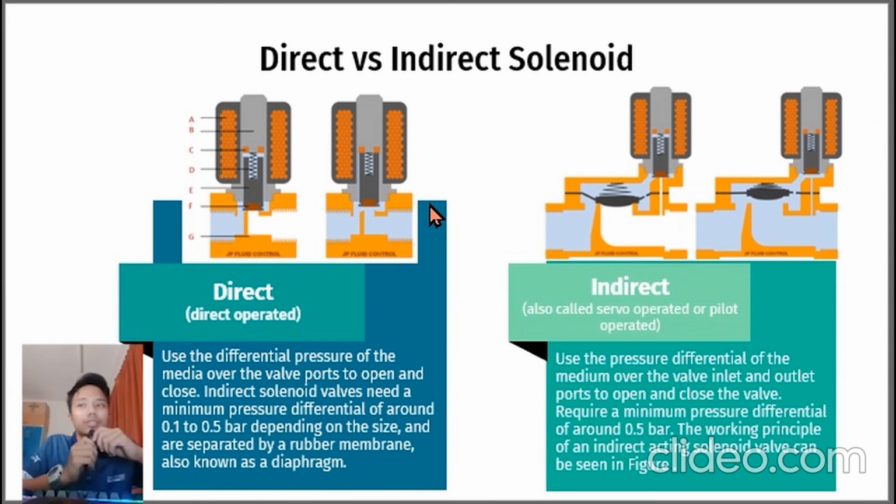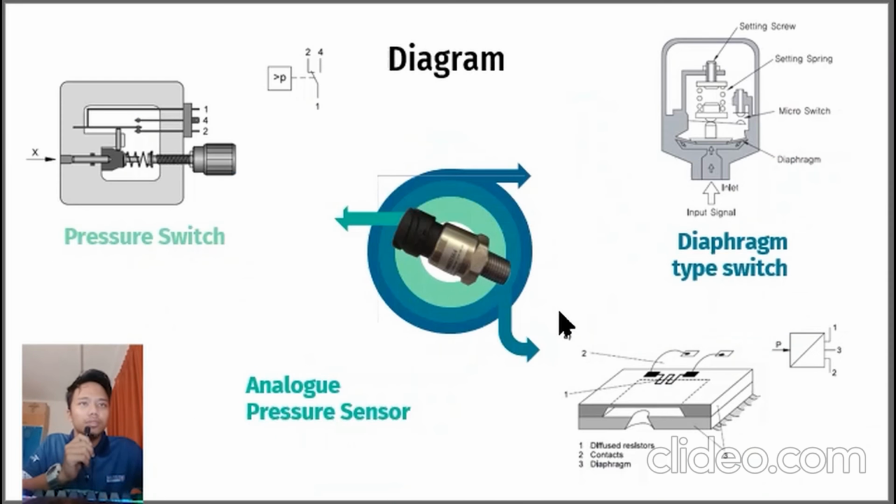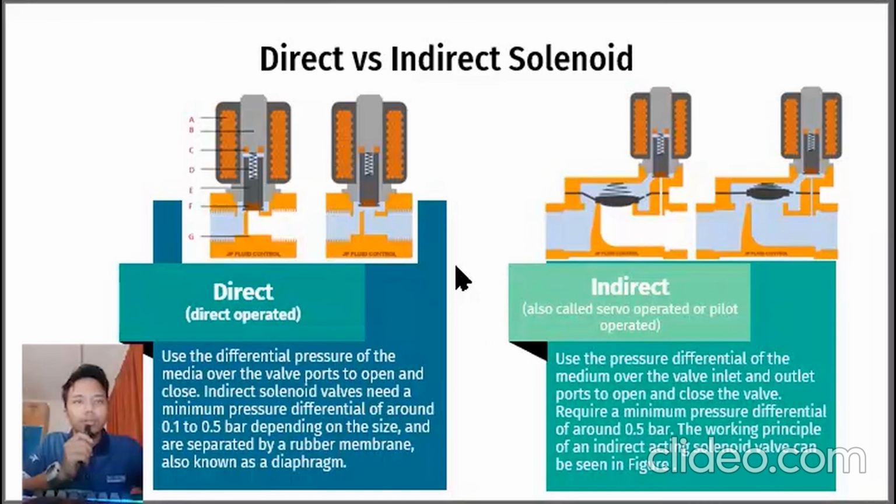The direct operated, for a normally closed solenoid valve, is a direct acting operated valve. Direct operated solenoid valves have the simplest working principle. In a normally closed valve, the media flows through a small orifice which can be closed off by a plunger with a rubber gasket at the bottom.